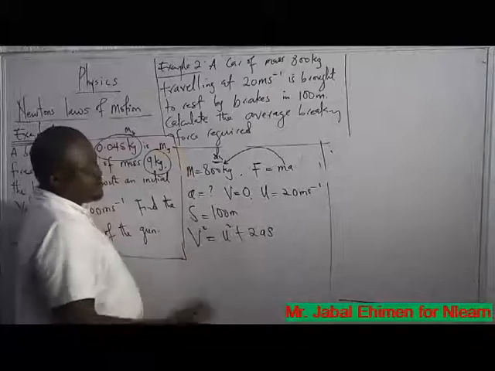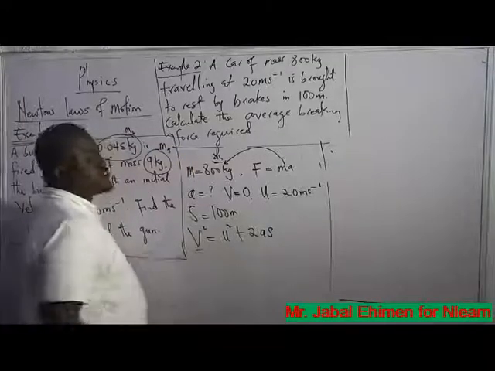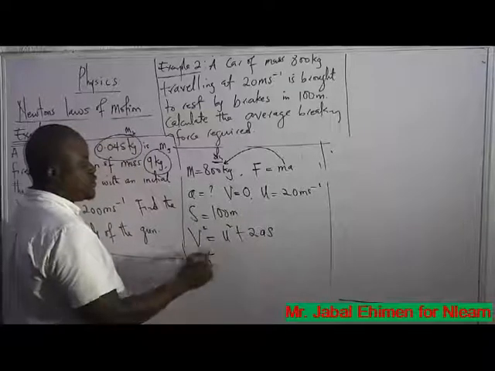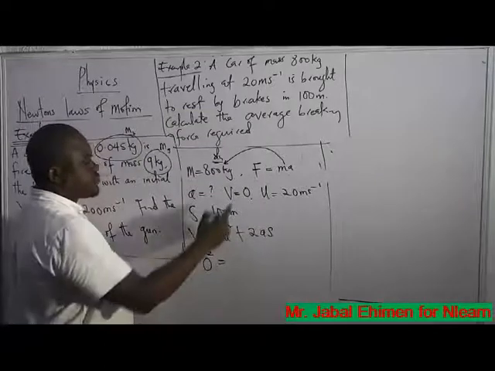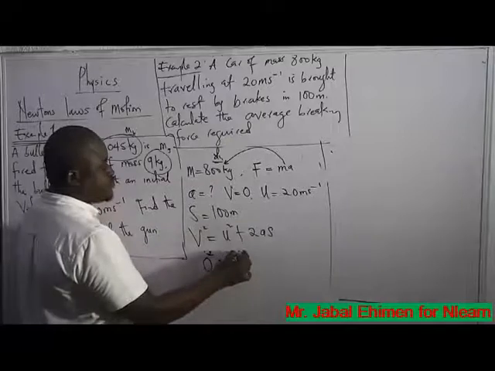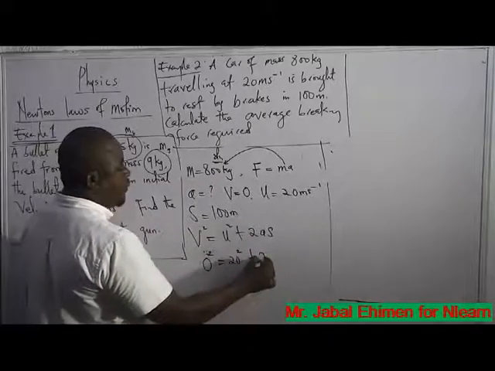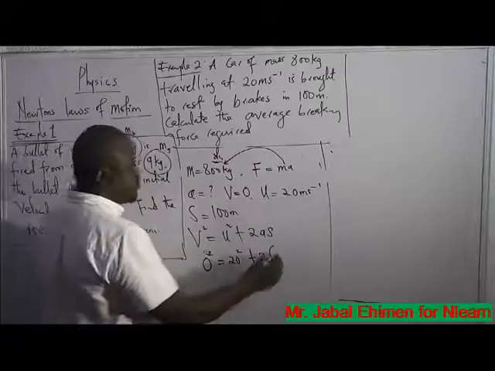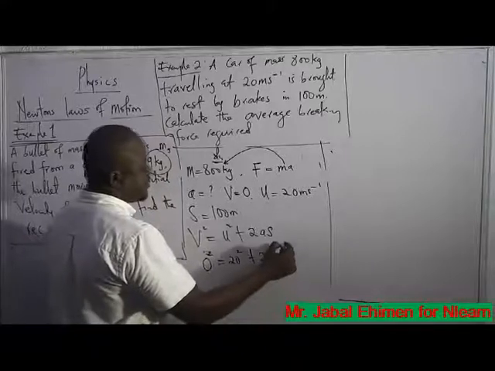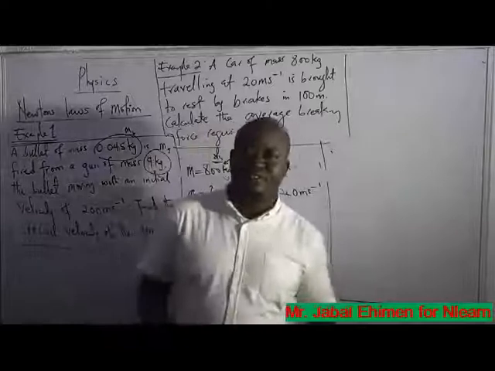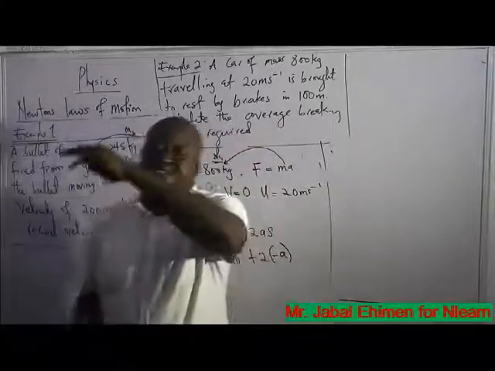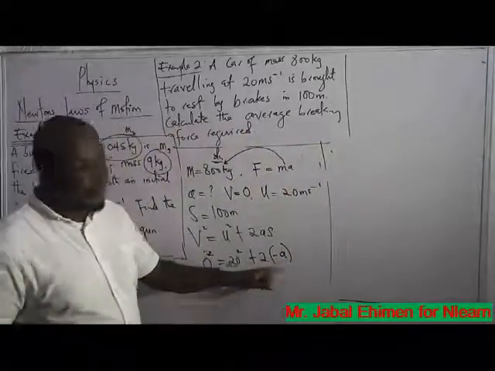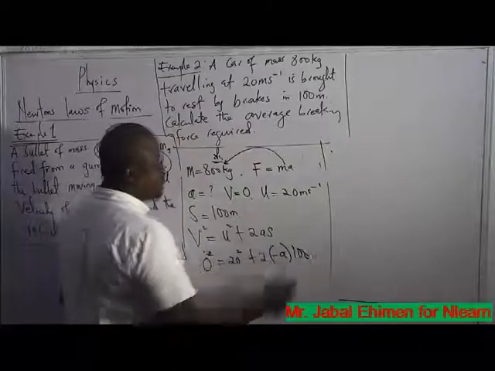From this equation, it's easy. We know very well that v is 0, so you replace the value of v as 0. That's 0 squared, which gives us u is 20 squared plus 2. Now, the body is brought to rest, so we have the value as minus a. That is deceleration, not acceleration. The body is coming to rest, it's decelerating, it's not accelerating. So the value of a is going to be minus. s is 100 meters.